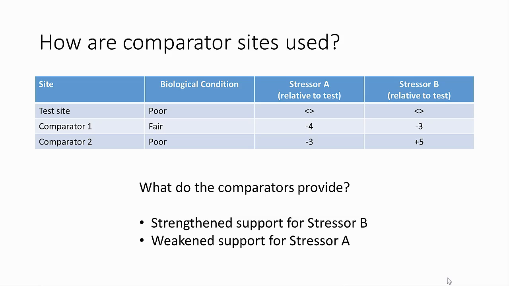This is just a really crude example of how comparator sites are used in causal assessment. I think you'll probably get a better example of this in the next talk. But basically, you're comparing the biological condition at your test site versus your comparators and seeing if increasing a certain stressor is associated with a decline in biological condition. Don't look too close, but basically what you're seeing in this example is that for stressor A, there's not really good support in this data set, but there is better support for stressor B.